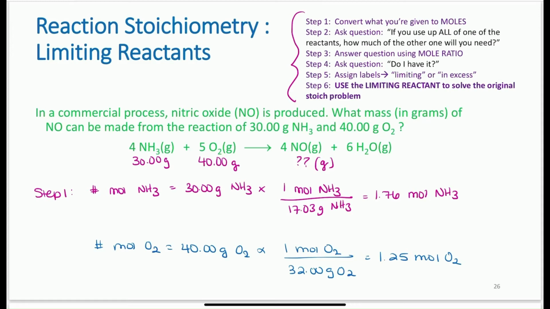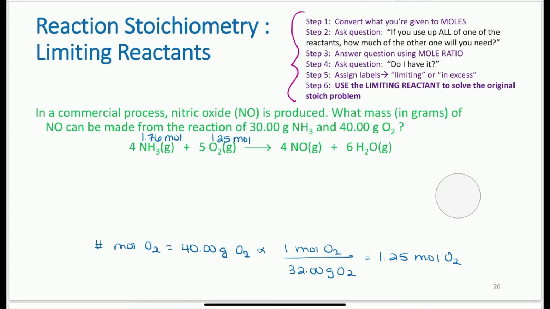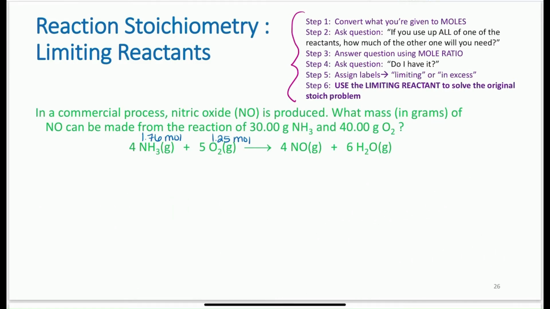So go ahead and pause if you need to write this down. I'm going to rewrite what I've given in moles right above my reaction up here. So I know that I have 1.76 moles of NH3 and 1.25 moles of O2. I'm going to write them there so that we can continue to work on this slide and not completely jumble everything up on you guys.